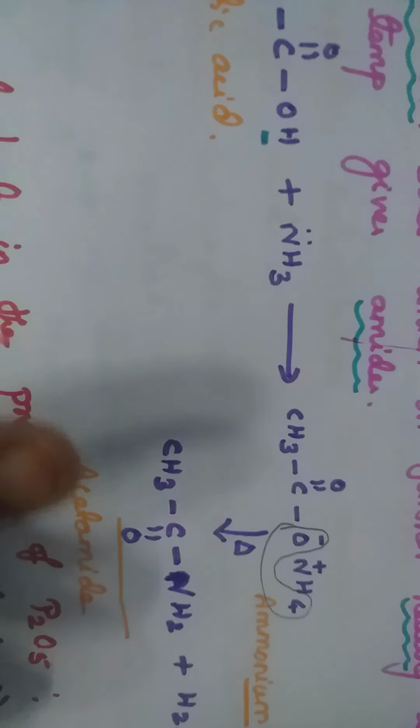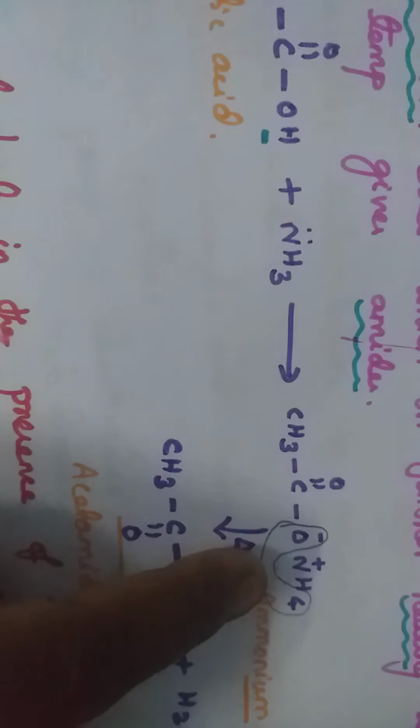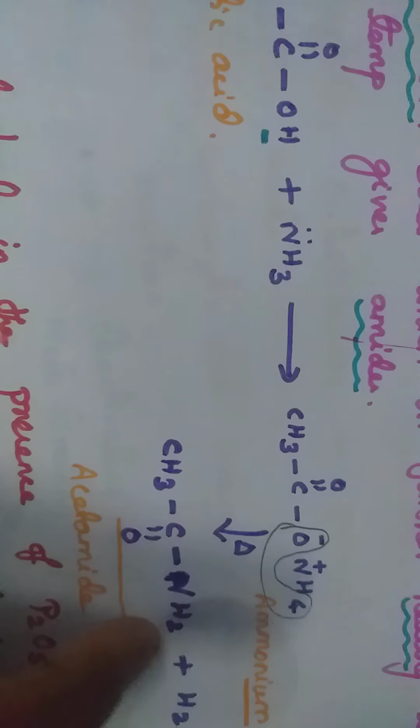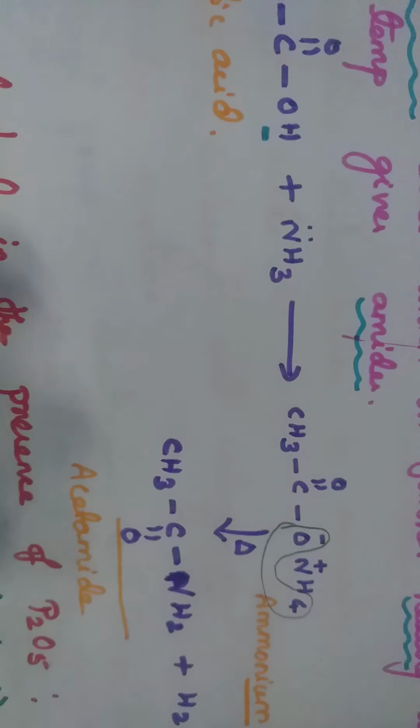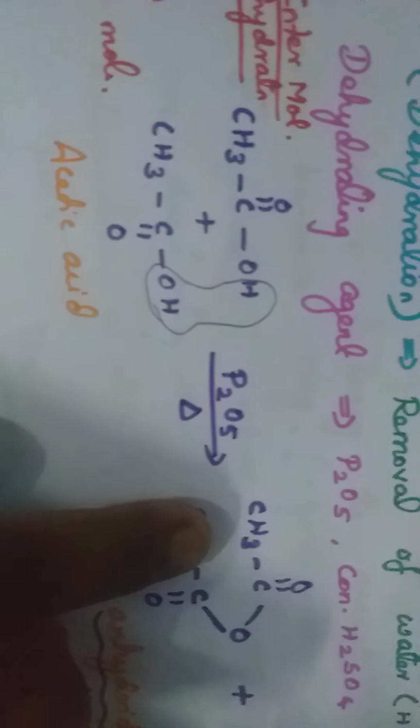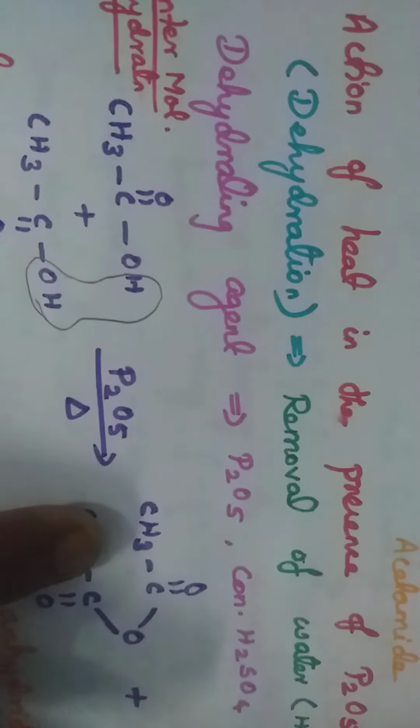So reaction with ammonia. First it forms the ammonium salt. Further on heating, it loses the water molecules to form an amide. This is a stable compound. And then action of heat in the presence of P2O5.